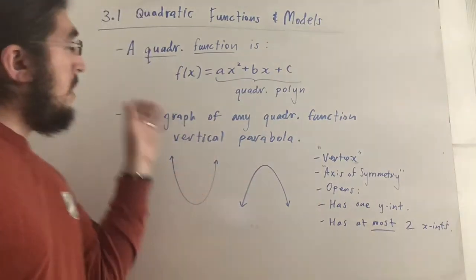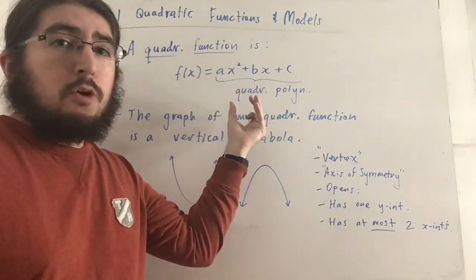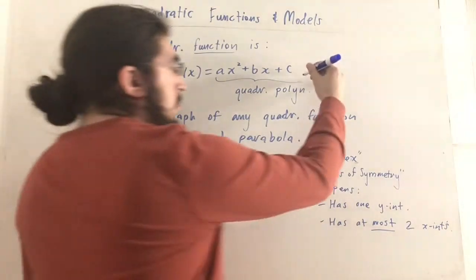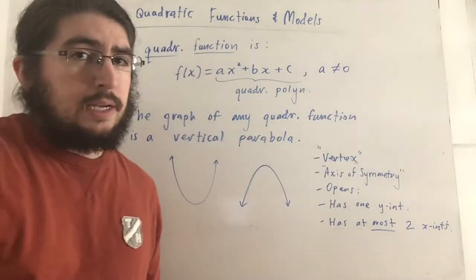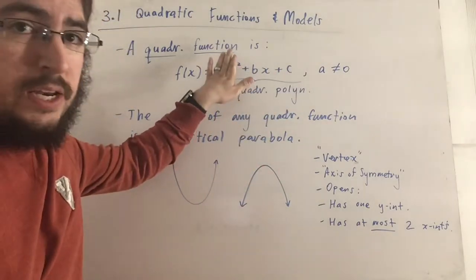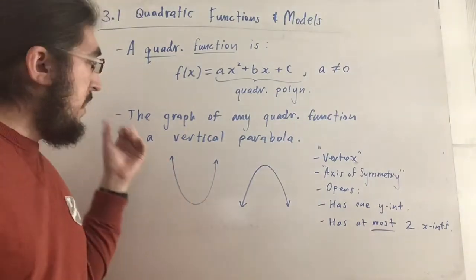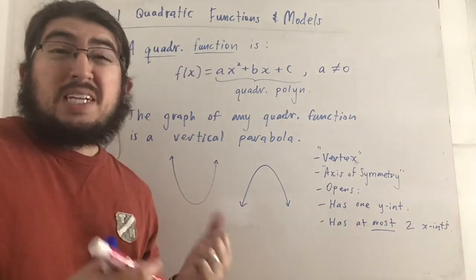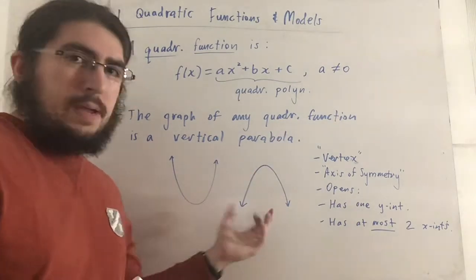So let me start off by saying a quadratic function is a function of the form f of x equals some quadratic polynomial ax squared plus bx plus c, where of course a is not equal to 0. It's possible b and c are 0, but a not 0. If a was 0, then it's linear and not quadratic. And now let me go on to say that the graph of any quadratic function is a vertical parabola. Much like the graph of any linear function is a line, here we'll have a parabola.